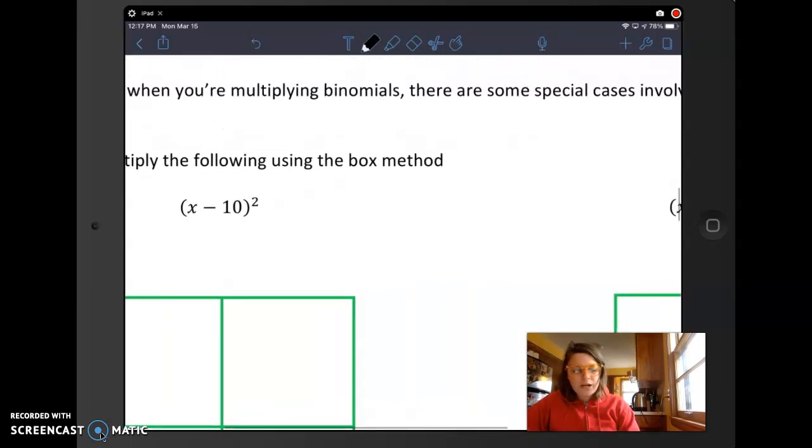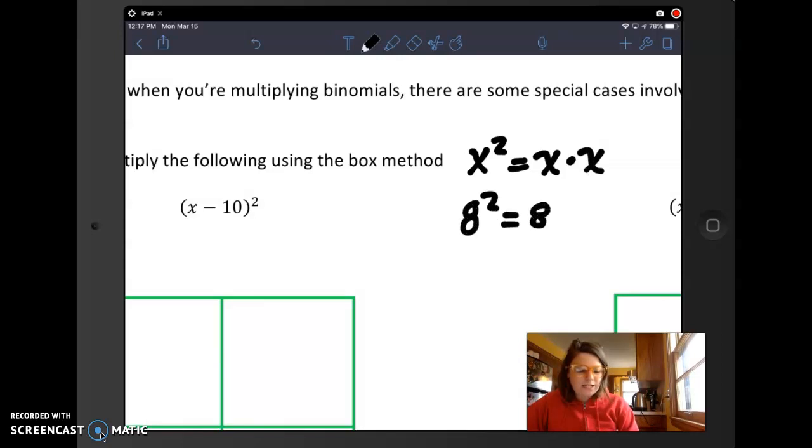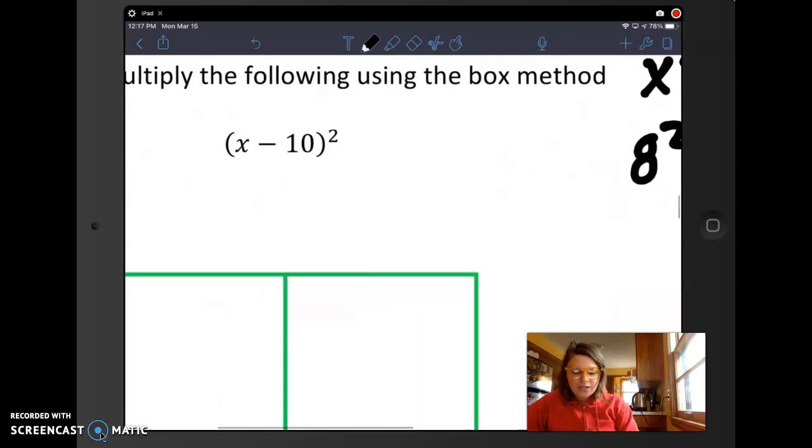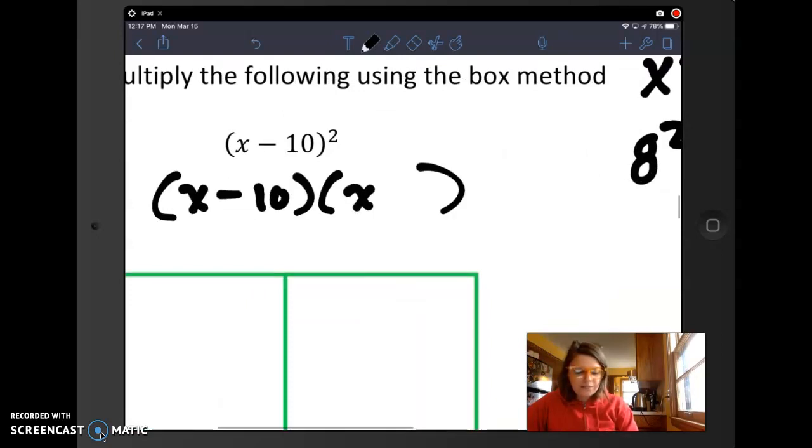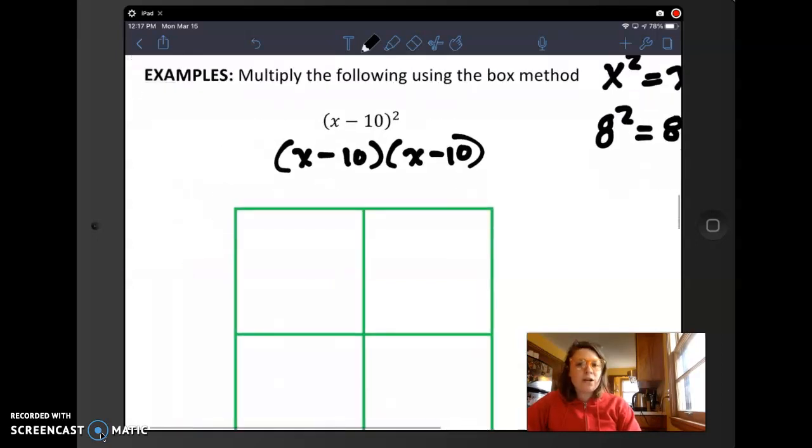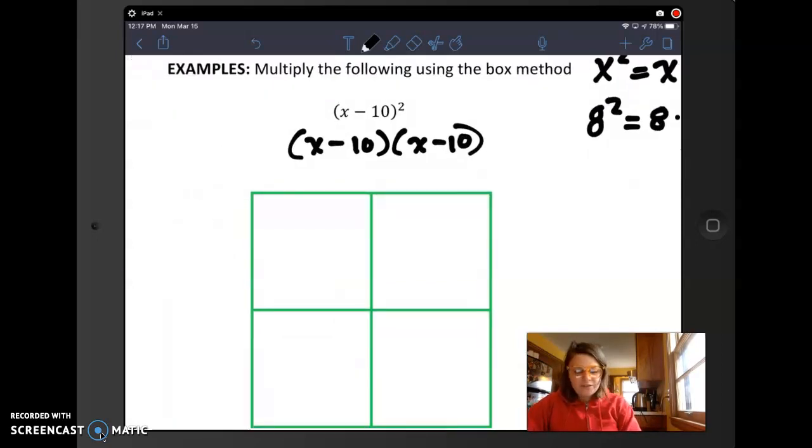So remember, a squared, the definition of an exponent is that if it's squared, that means you have 2 of the same number being multiplied. For example, maybe you had 8 squared. That would be 8 times 8, which is 64. So here we have x minus 10 squared, and so that's the same as writing x minus 10 and x minus 10. So whenever you see the squared, it just means you have the same binomial on the top as you do on the side.